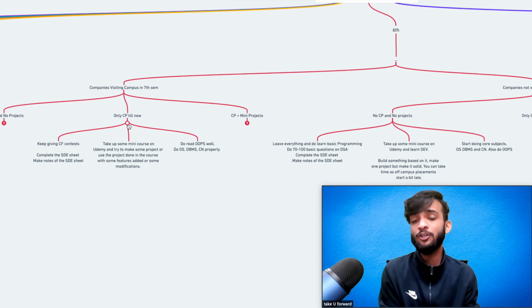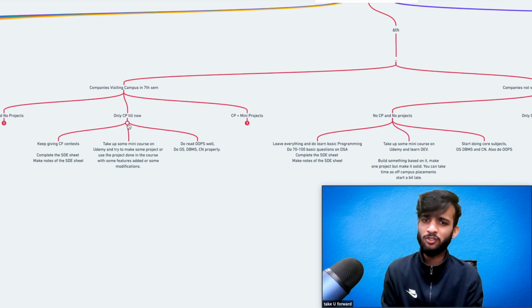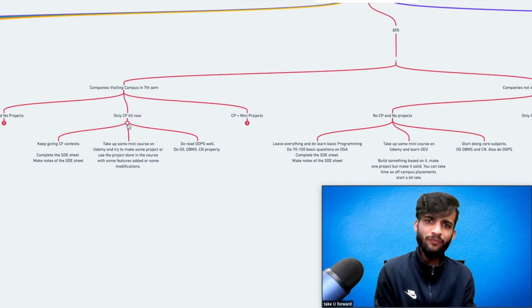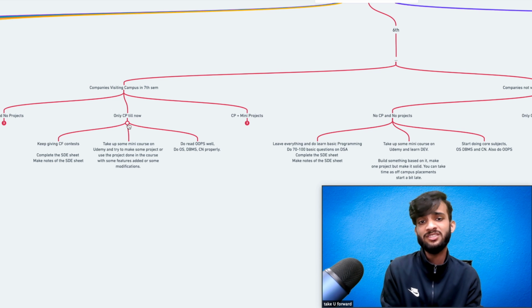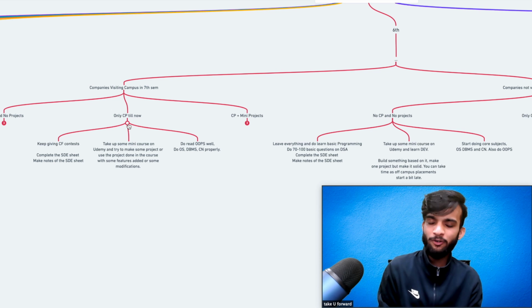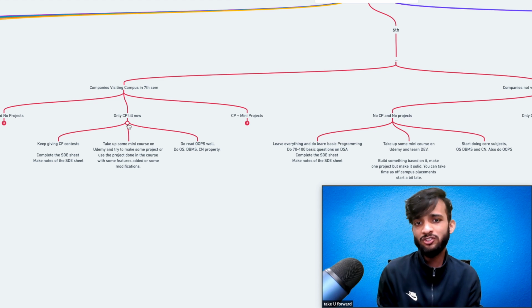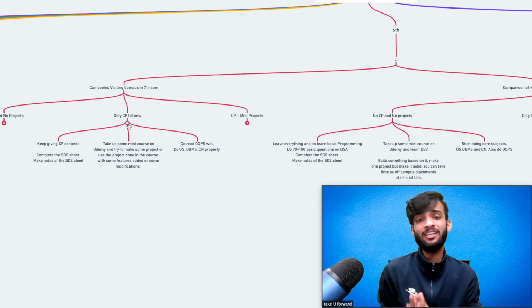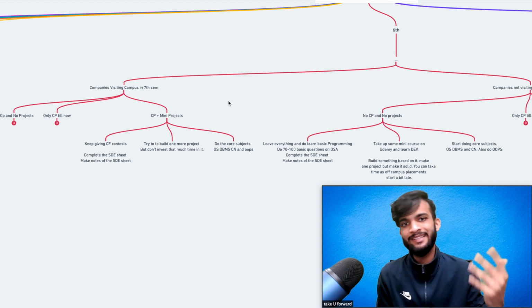So, take up a mini course on Udemy and probably refer to the projects that they would have done, add features to it, or do some modifications and use that project in your resume. Now, again, reading object oriented programming, computer networks, DBMS, operating system is a must for any of the company placements.